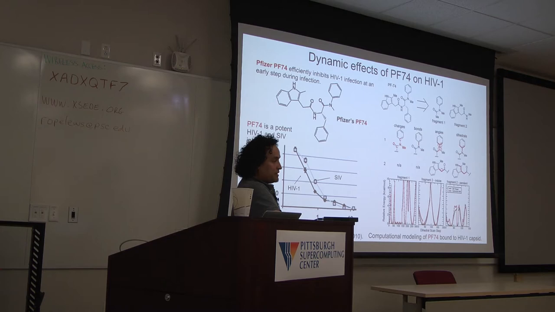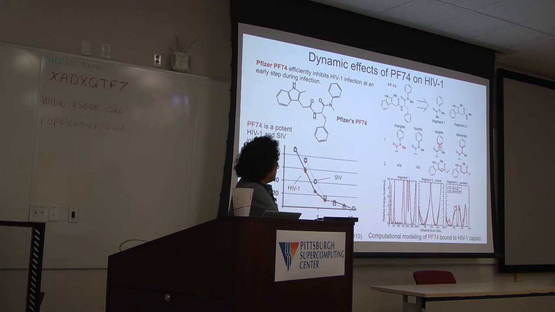But I'm going to tell you about a drug that we've been working on, which is called PF74. PF74 was a drug discovered by Pfizer. The way this drug works is actually unknown, but there are some hypotheses. Here we have infection on the y-axis and the concentration of the drug on the x-axis. This is HIV-1 in the solid dots, and simian immunodeficiency virus in gray. You can see that when you start applying the drug, the infectivity goes down. We want to see how PF74 works, and whether we can do that computationally.